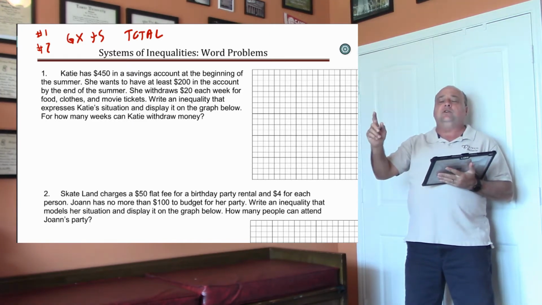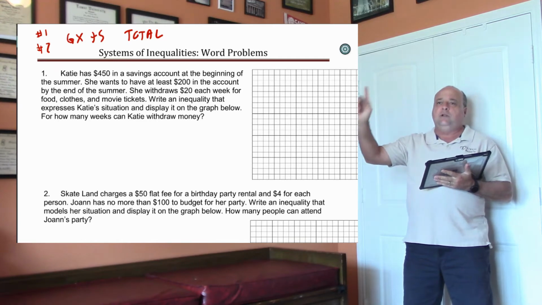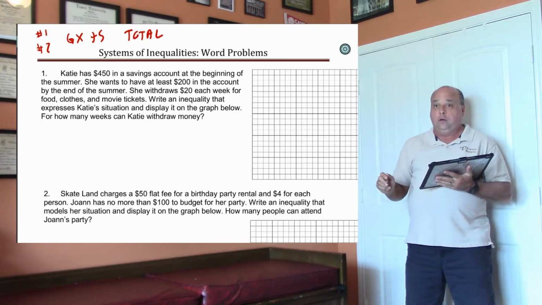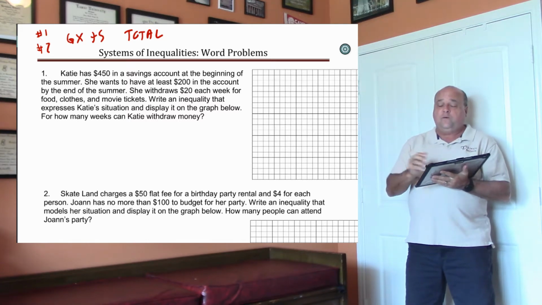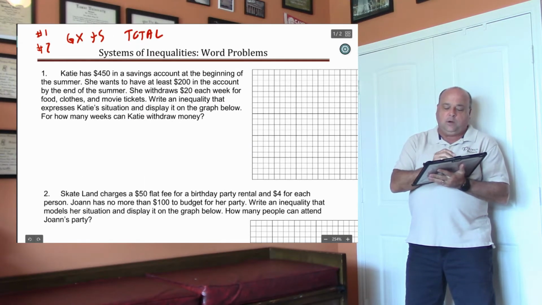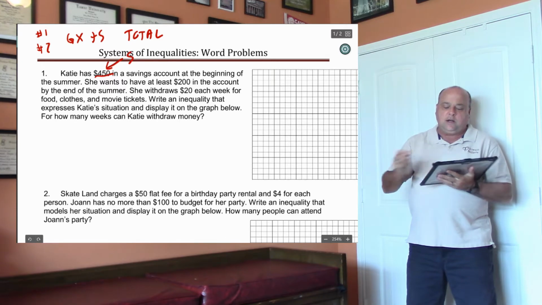See if you can read through it. There are 3 numbers. One's a growing number, one's a starting number, and one's a total. So the starting number is going to be the 450 in it. That's how much you start off with. So that's our starting number.